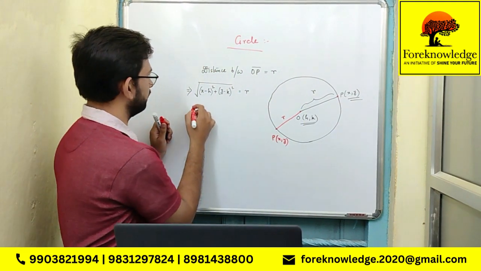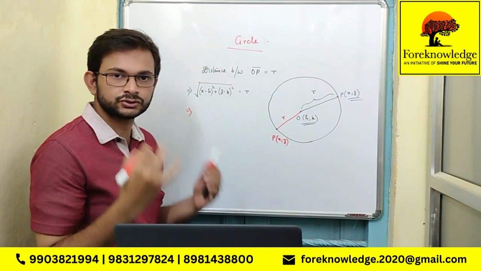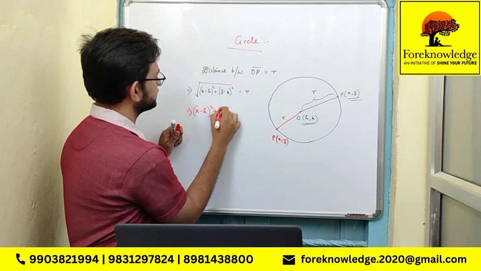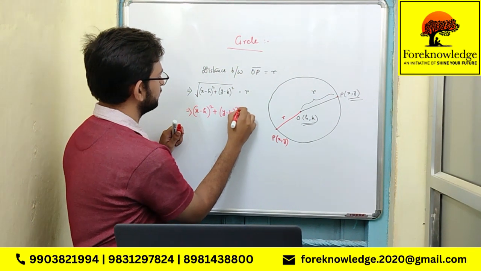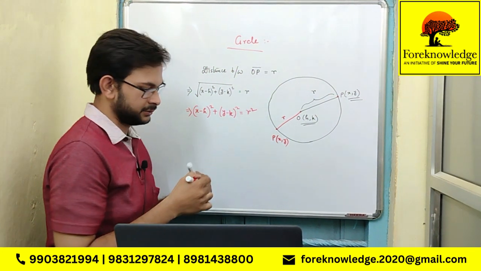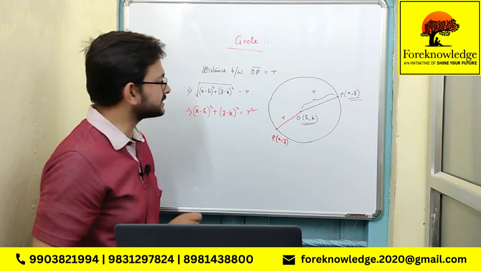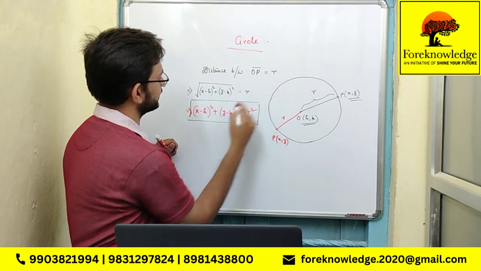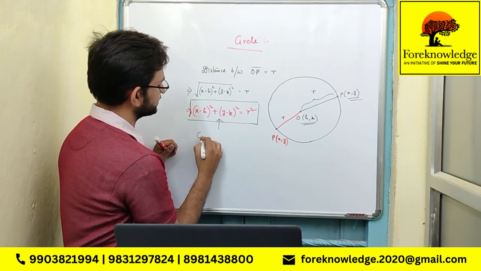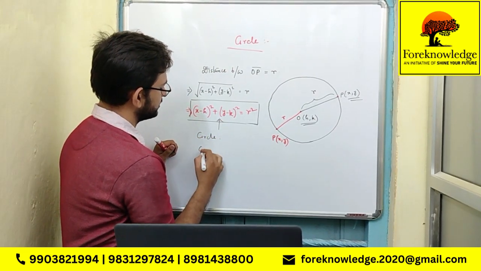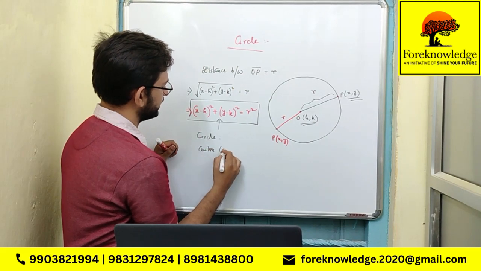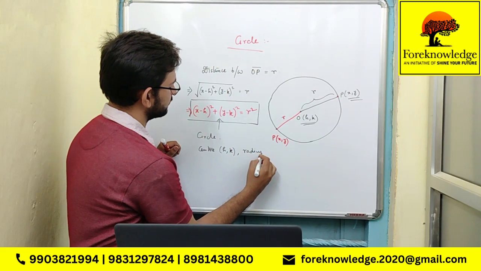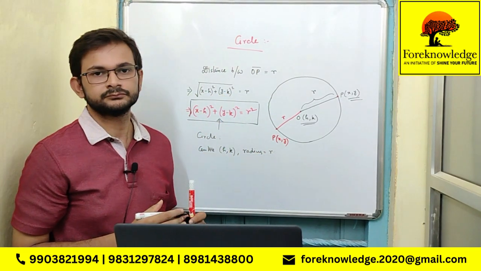Now, just square both sides. So x minus h whole square plus y minus k whole square is equal to r square. This is the equation of a circle. This represents a circle with center h, k and radius r.